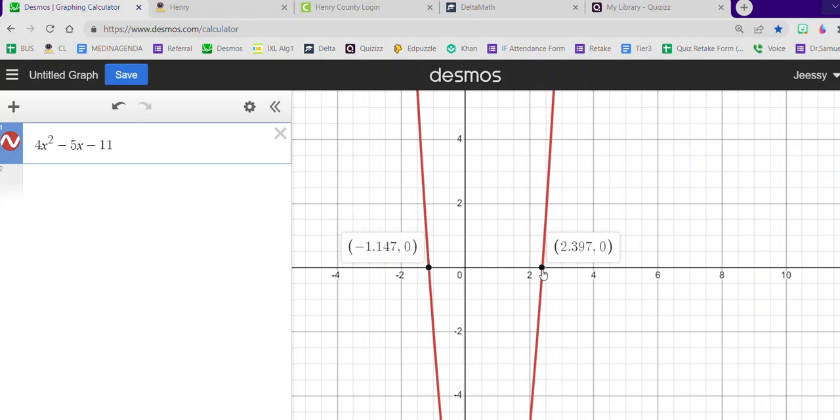So what are the roots? Negative 1.147. What's the other root? 2.397. Done.